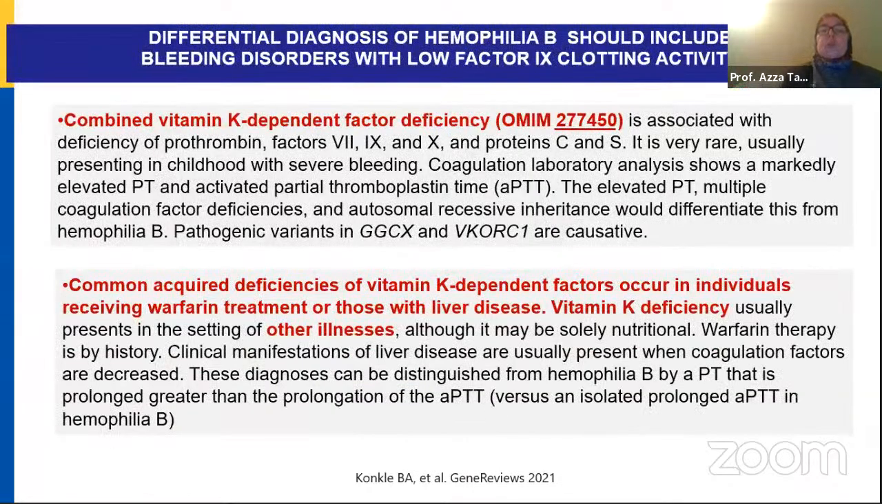It's important to look when you get a low factor IX activity, apart from factor IX deficiency. I thought it was very rare. It's extremely rare, but I was faced with one of these patients: combined vitamin K dependent factor deficiency, autosomal recessive, with defective prothrombin, factor 7, 9, 10, protein C and protein S. They have PT and PTT prolonged, and diagnosis is molecular.